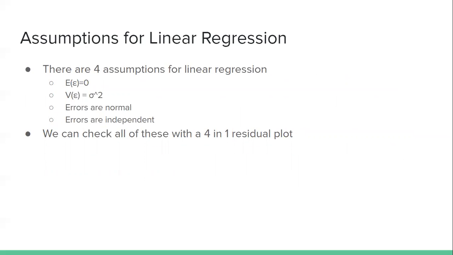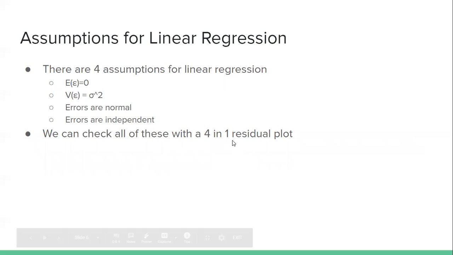The first thing we need to do for linear regression is check our assumptions. There are four assumptions for linear regression, where the errors are the residuals. The expected value of the residuals is 0, that is to say the mean is 0. The variance is constant, just some constant number; it doesn't change as we go up or down. We have to make sure that the errors are normal or sufficiently normal and that the errors are independent. The best way to do this is to make a 4-in-1 residual plot, which I'll show in a moment.